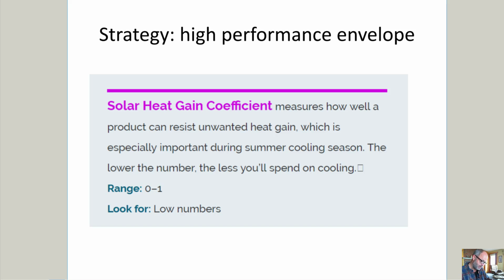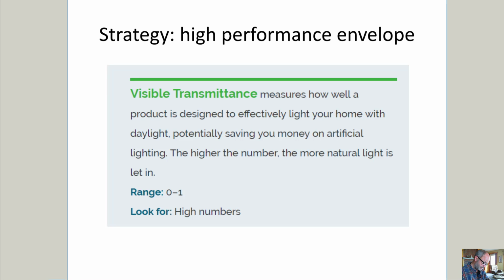Solar heat gain coefficient. If you're trying to prevent heat from coming through a window, you have a lower number. That means that less heat is going to come through. But in our climate, you might want a higher number because we tend to be a mostly cooling climate. Visible transmittance. How well a product can let light through. High numbers, you get more natural light, you get better lighting. So in this case, we're looking for higher numbers.